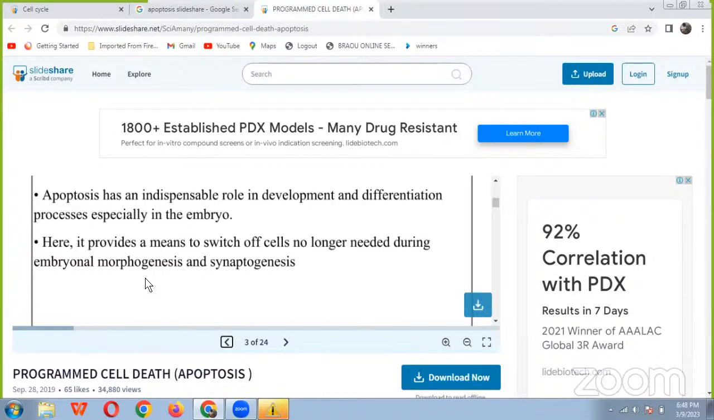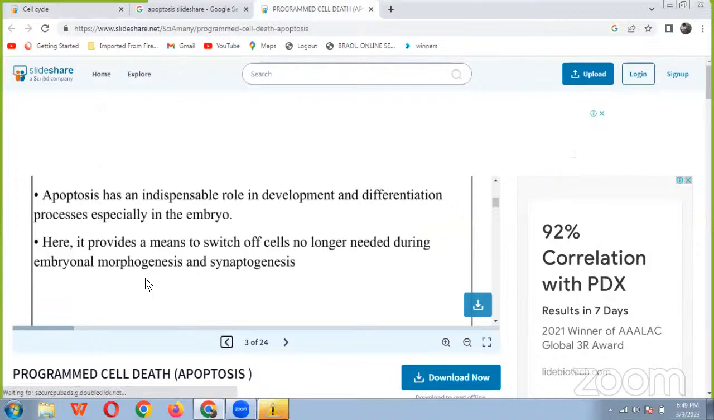Next one is developmentally defective cells. A number of different kinds of cells might have defects or damage that arose during embryonic development. Okay, developmentally defective cells.